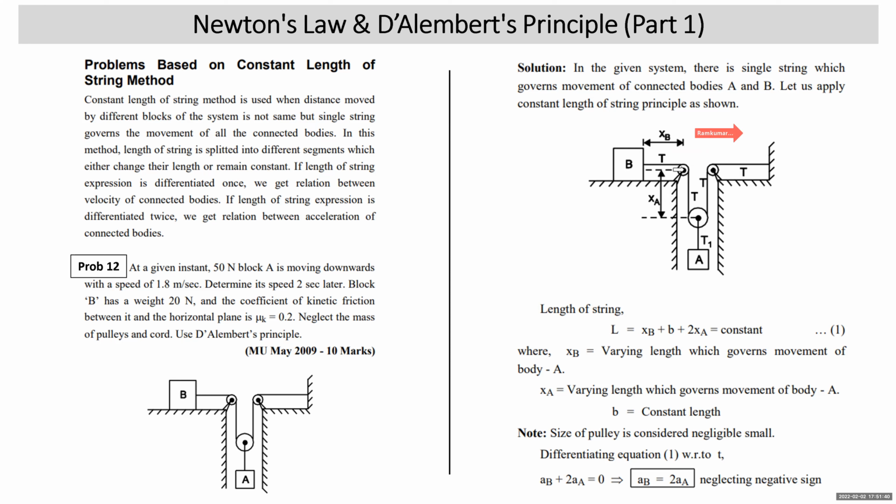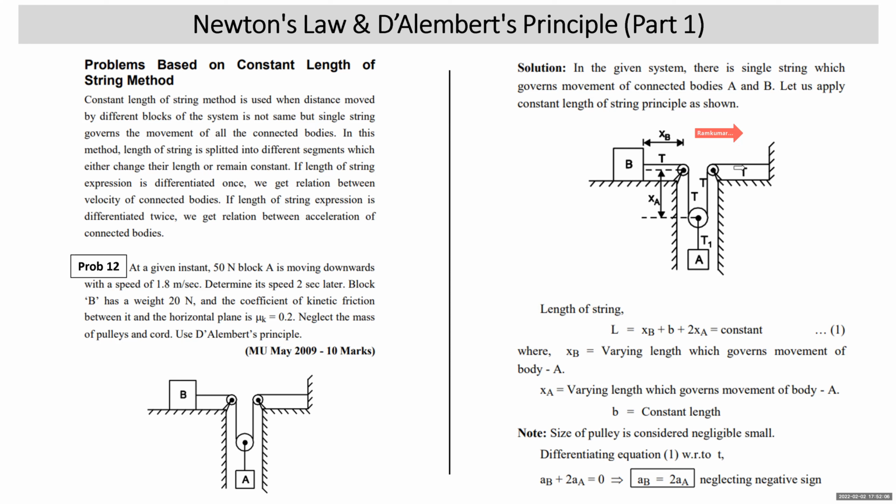Then the distance between the center of this pulley and the center of this movable pulley. We call this pulley the movable pulley. Movable pulley means that during the motion, it is going to change its position. This pulley is not movable, this pulley is not movable, but this pulley is movable. During the motion, when block A is going down with acceleration, block B will move towards the right. So accordingly, now we apply the constant length of string method.